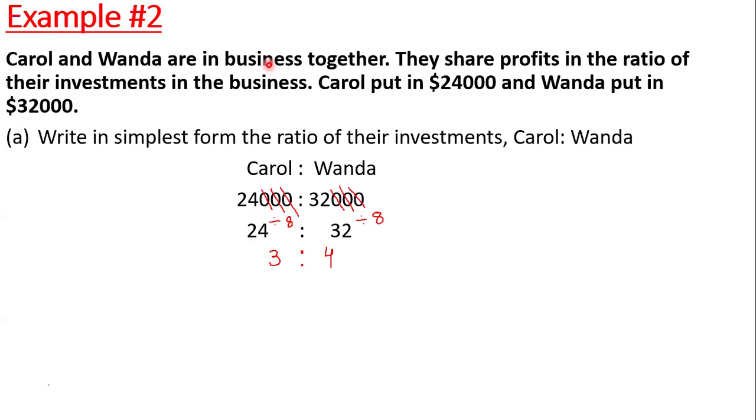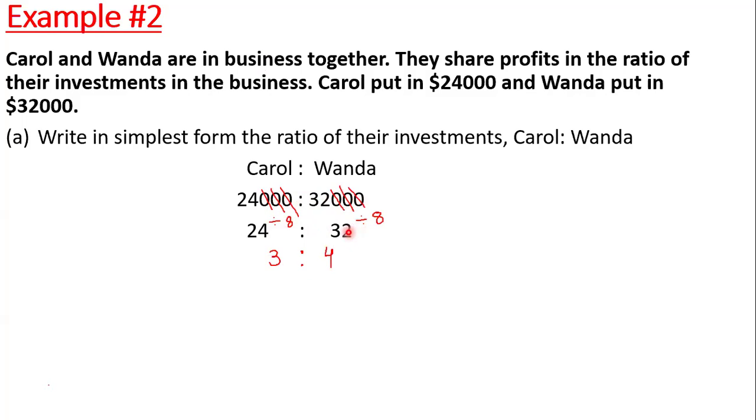All right. And how much money did Wanda put? 32,000. So we have those two. So we put them there side by side. Now what they want us to do is simplify it. So we just cancel the zeros. This zero cancels with that zero. This zero cancels with this zero. And finally this zero cancels with that zero. And so we are left with 24 to 32.